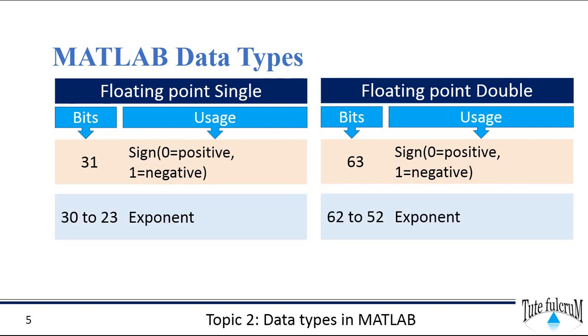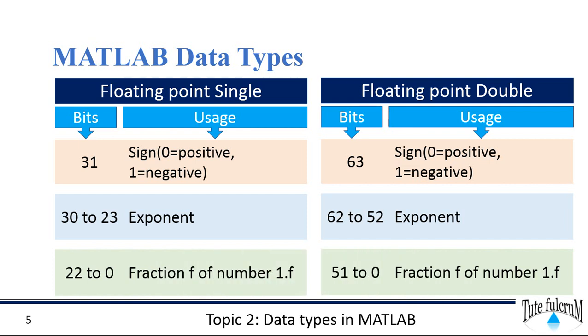The 23rd to 30th bits represent the exponent value in the case of single precision floating point data, whereas the 52nd to 62nd bits are used for representing the exponent in the case of double. In the same way, bits 0 to 22 represent the fraction f of the number 1.f in the case of single precision floating point values, whereas bits 0 to 51 are used for representing the fraction of the number 1.f in the case of double precision floating point values. By default, MATLAB stores all numeric values as double precision floating point.